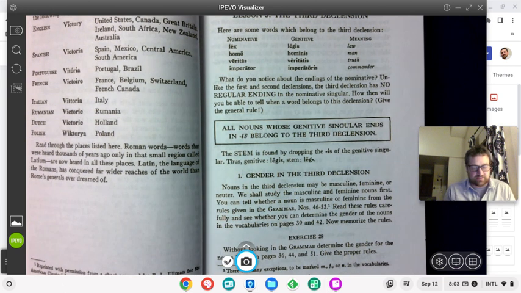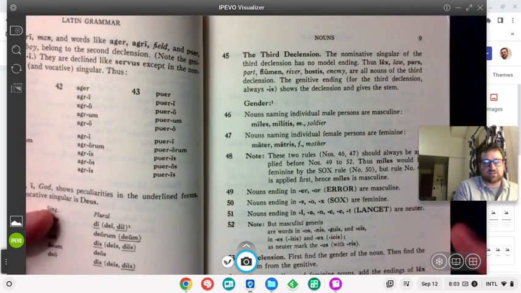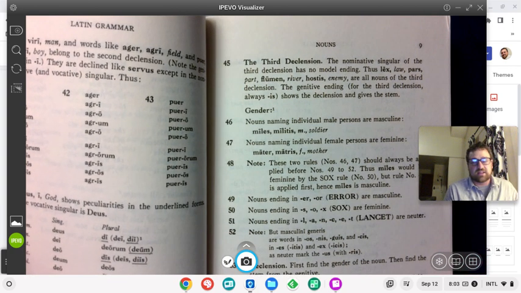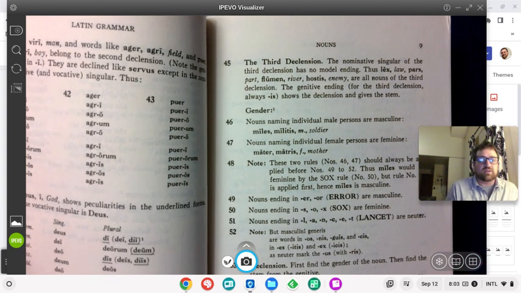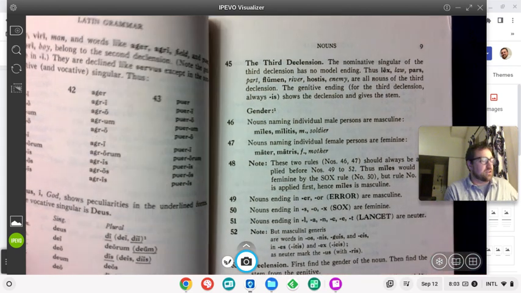So let's give that a look. Numbers 46 through 52. And they are right here on this page. Now, that doesn't mean pages 46 through 52. That would be a lot of rules. No, numbers 46 through 52. They're on page 9 here.